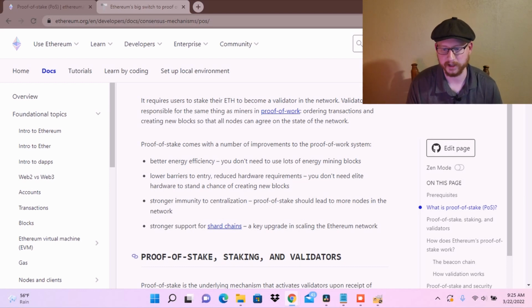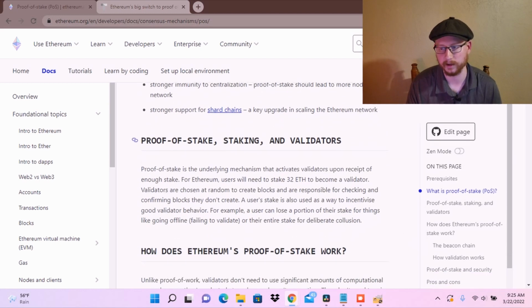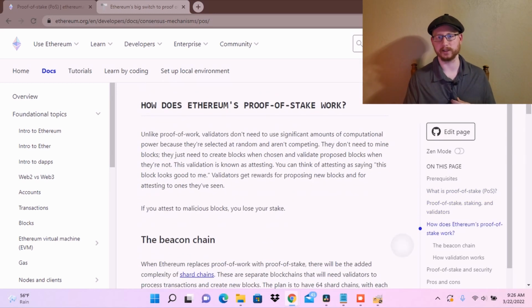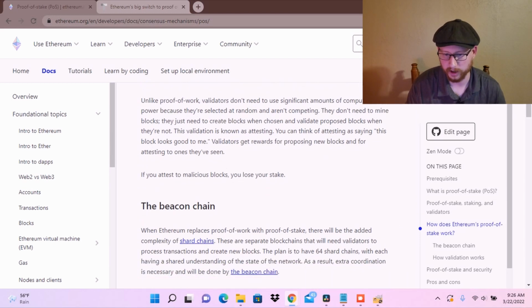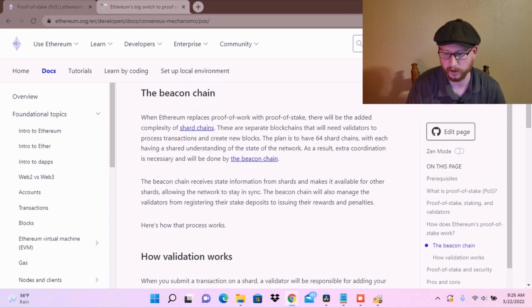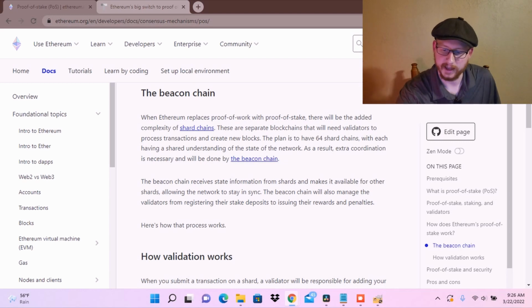Lower barriers to entry, reduced hardware requirements. You don't need elite hardware to stand a chance in creating new blocks. These blocks are the things that hold the transactions, in case I haven't mentioned that. Stronger immunity to centralization. Proof of stake should lead to more nodes in the network. Stronger support for shard chains, a key upgrade.